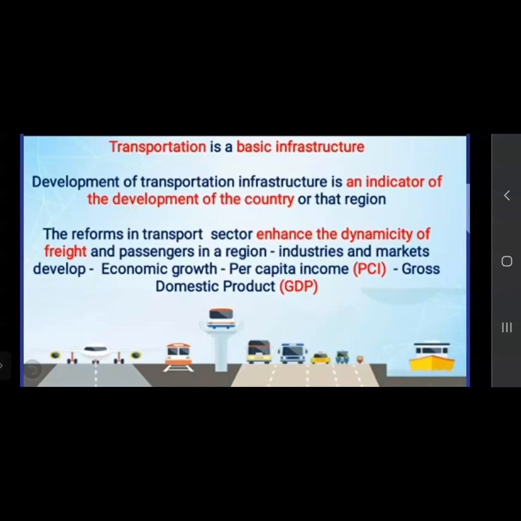Okay, where the roads are very good, otherwise the modes of transportation system are very developed in that particular region, in that particular region the industries will be very well developed. Why? Because of the transportation system. Then markets will also develop slowly over there. Okay, automatically the economic growth of that particular region will be more. The per capita income and the gross domestic product will increase if the transportation system is very good.